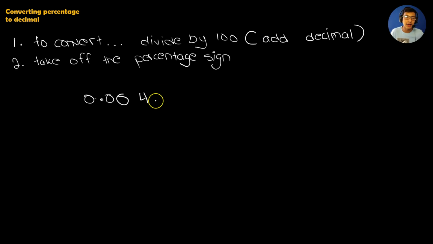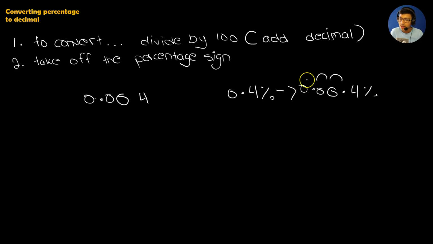As we have seen in our previous example, we started off with 0.4%. What we did to get a decimal: first we divided twice because of 100, and so we added the decimal place, and then we took off the percentage sign.